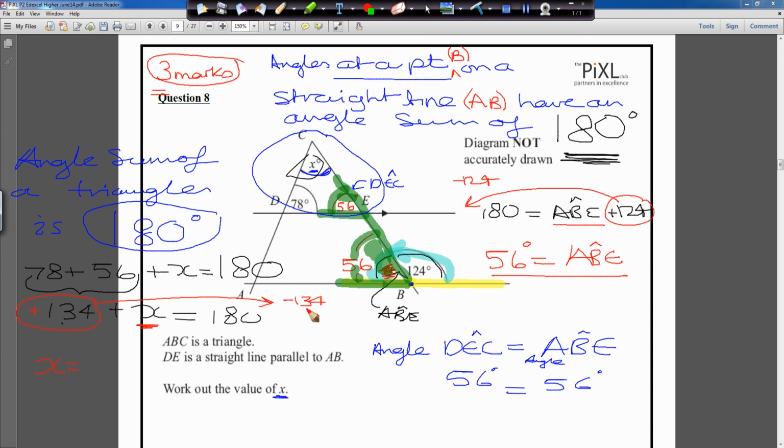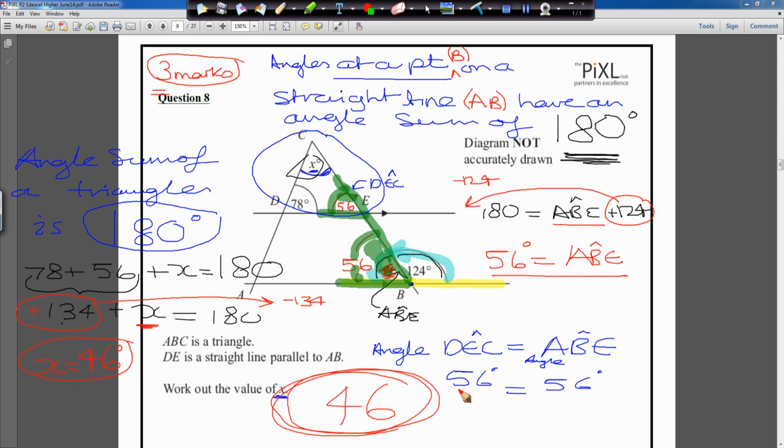Take away 130 will be 50. 50 take away the 4 will give you 46. So we have 46 degrees. x is equal to 46 degrees is the final answer for this question. I'll just rewrite over here and try to make it nice and big and circle it. Put that in your answer space. Answer: x is equal to 46.